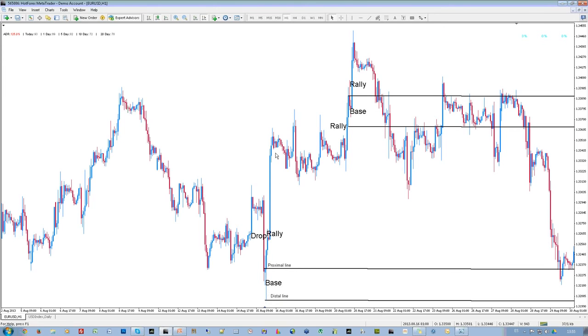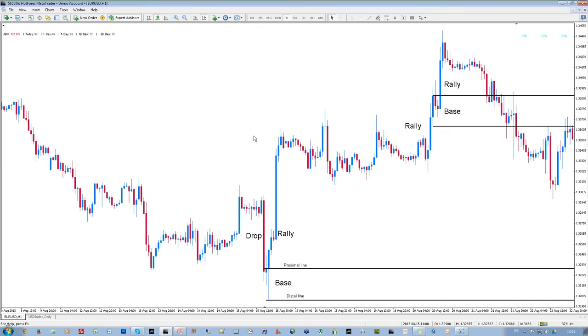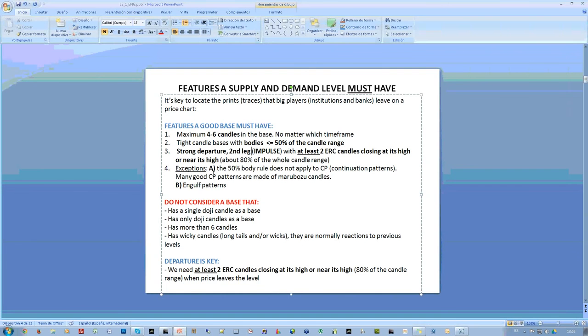So it just has to stand out. I mean, this stands out, you see. This is the leg, it stands out. We have an imbalance there, an imbalance here and here and here. You see here, a big imbalance. So it just has to stand out: long extended range candles, at least 2.